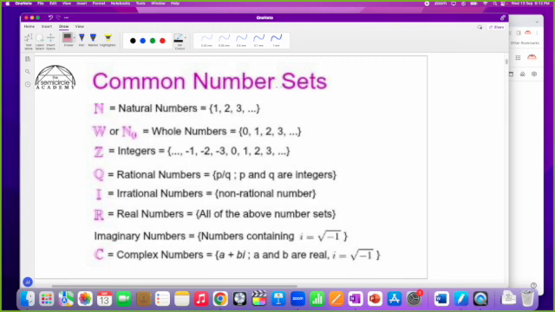So Sydney, would you say that you remember these sets of numbers that I have here? Kinda, yeah.